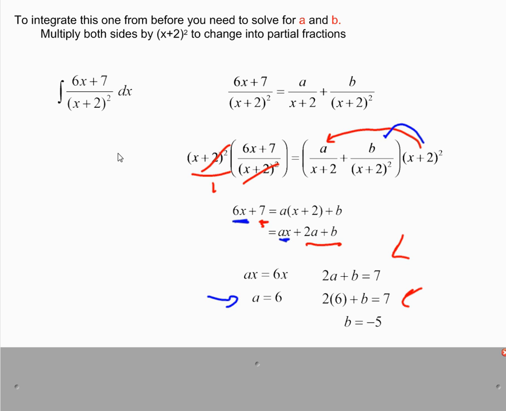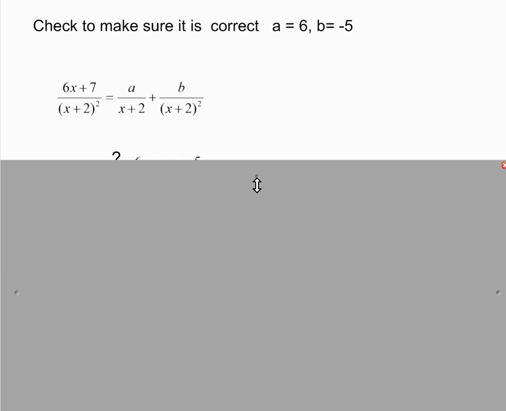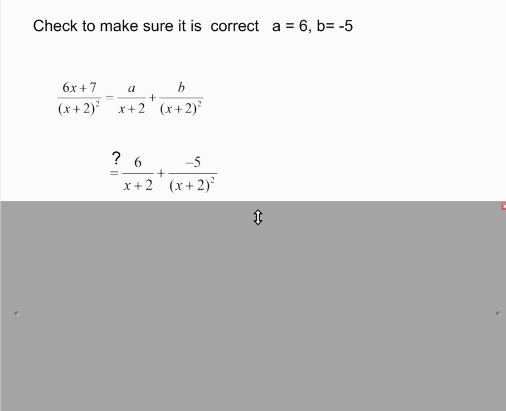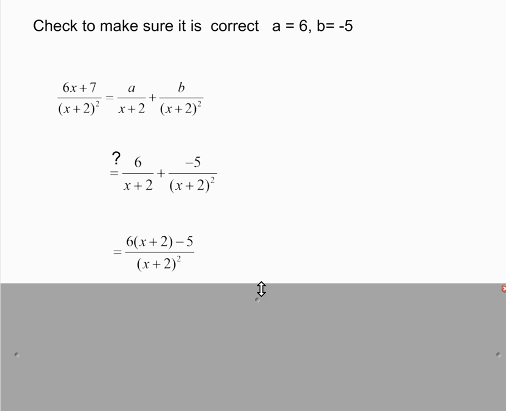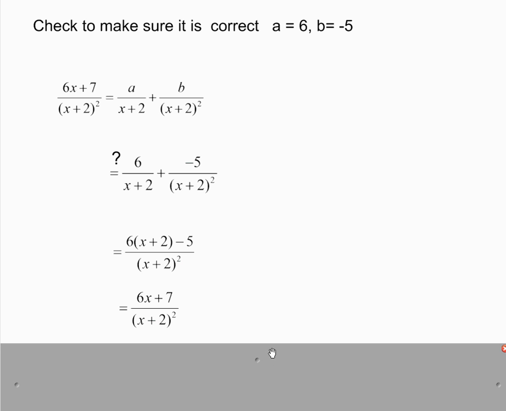And what I wanted to do quickly before we actually go ahead and figure this out is make sure that my numbers are correct. Not a bad idea. So let's take those values for A and B, put them back in, and make sure that I do get the same thing. Remember what you're going to do for this: you're going to have to get a common denominator. So I have to multiply that 6 and the x plus 2 by (x + 2) over (x + 2). So it's going to look something kind of like that. Distribute that out, and sure enough, we get back to what we started with. So we're good to go.